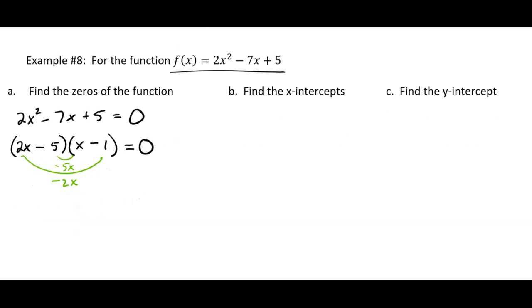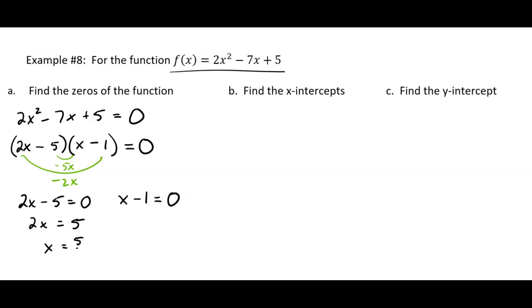Okay, now I want to recopy it. So 2x minus 5 equals 0, or x minus 1 equals 0. And so we get, for this one, 2x equals 5, or x equals 5 over 2. And then for the other one, we get x equals 1.